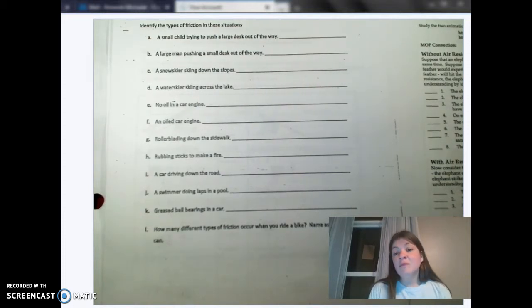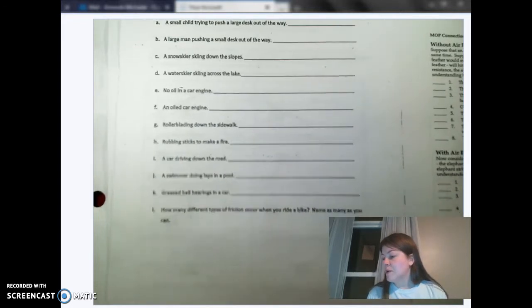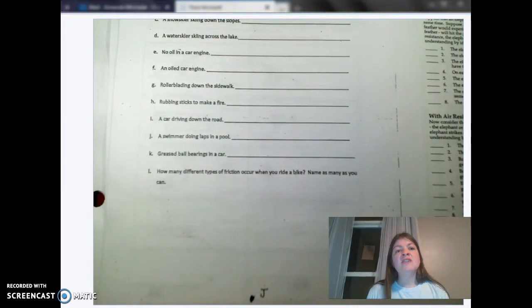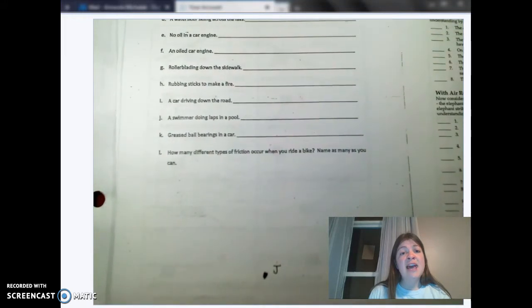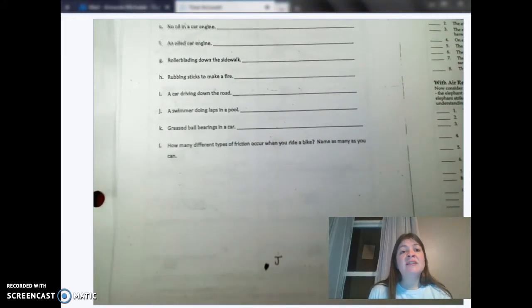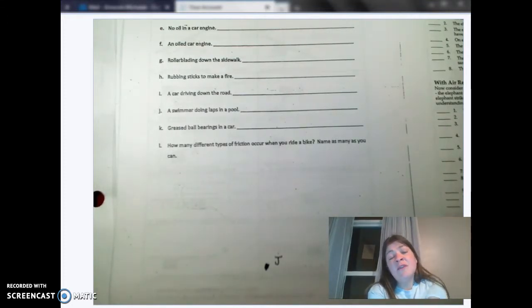No oil in a car engine would be static friction. If you don't have oil in your car engine, it's not going to work very well. An oiled car engine, you could say fluid friction for the oil. You could say sliding friction, or you could have said rolling friction for the piston, for the ball bearings. Rollerblading down the sidewalk, it's going to be rolling friction, or you could say fluid friction. Rubbing sticks to make a fire would be sliding friction. A car driving down the road would be rolling friction, or you also could say fluid friction.